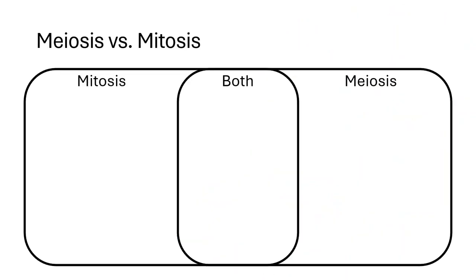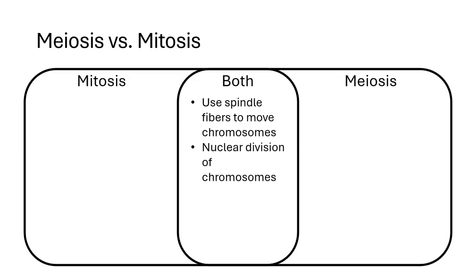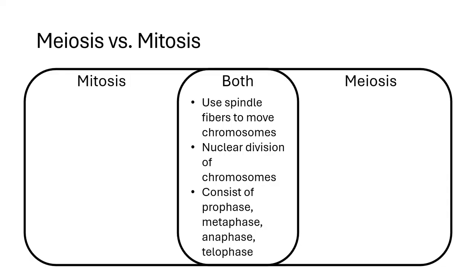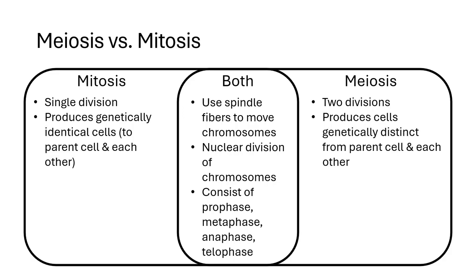So let's go ahead, now that we've gone over meiosis and mitosis, compare the two of them. So both processes use spindle fibers to move chromosomes around. They both are processes to divide up the nuclear contents, so they're dividing up the chromosomes, and each of them has prophase, metaphase, anaphase, and telophase. How they differ is in the number of divisions. Mitosis is one division, meiosis is two divisions.